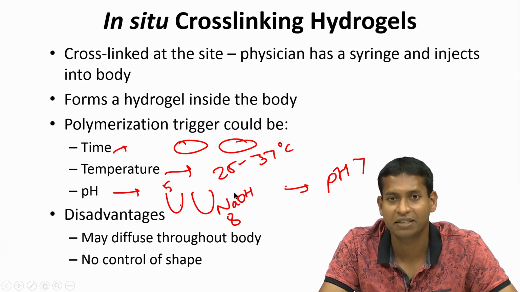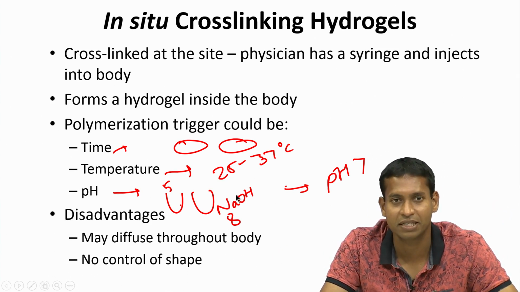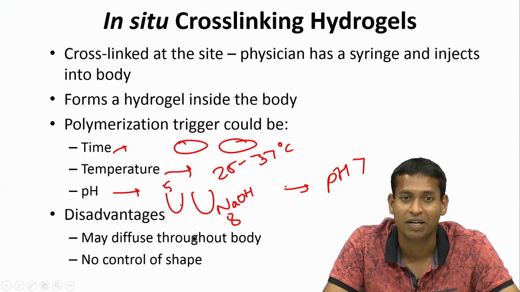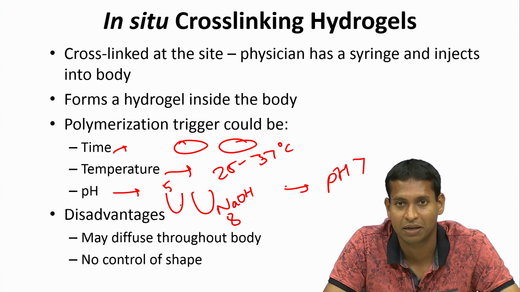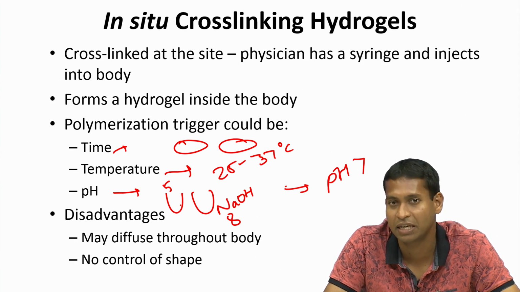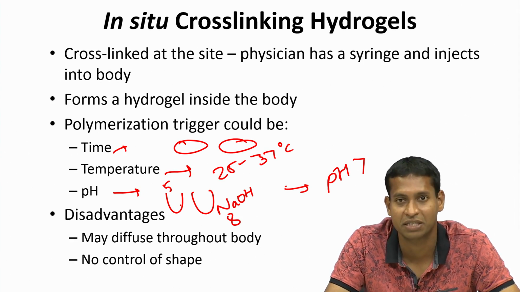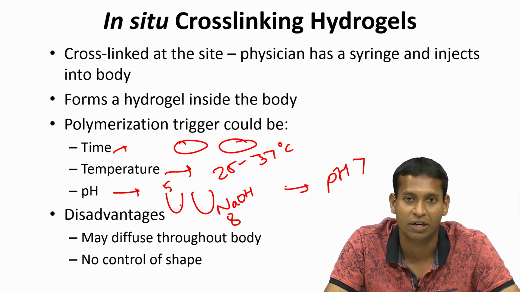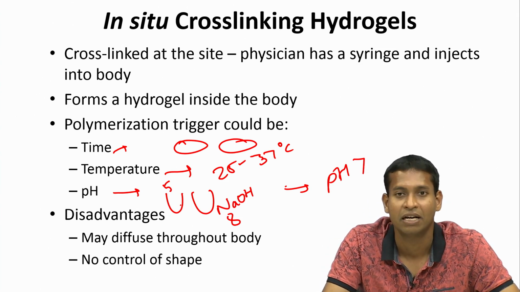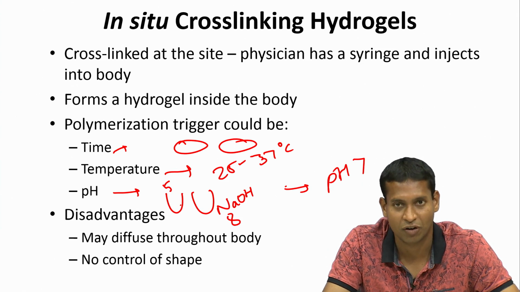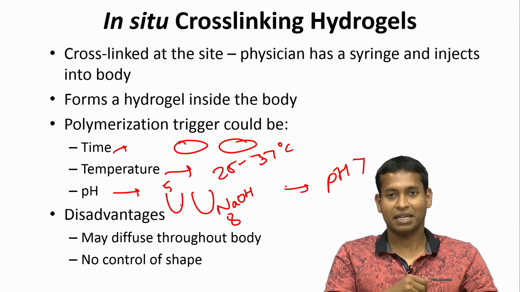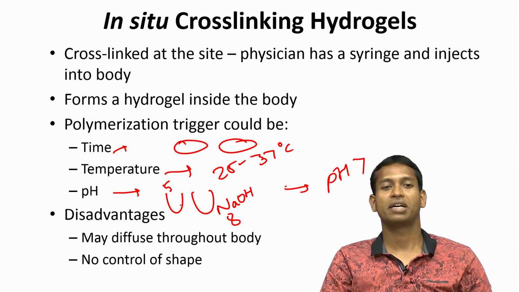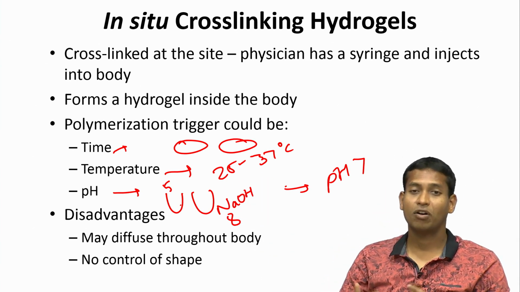There are some disadvantages to it, obviously there are lots and lots of advantages, but there are some disadvantages. One is this may diffuse throughout the body, right. I mean if I, let us say, inject it into an area which is highly fluidic, let us say if it is in my stomach or in my peritoneal cavity or any place which has lots of diffusion and convection going around, then before it can polymerize it can just diffuse throughout the body. I do not really have control of shape.